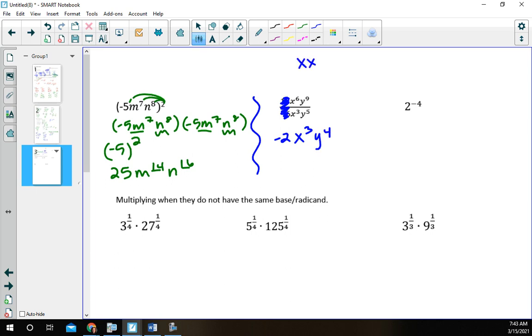If you think about it, there are 6 x's on top, 3 x's on bottom. Cancel. You've got 3 left. Okay, it always goes with the bigger number. Okay, this I'm going to drop to make it positive. And then 2 to the 4th is like saying 2 times 2 times 2 times 2. 1 over 16. It's got to be on the bottom.